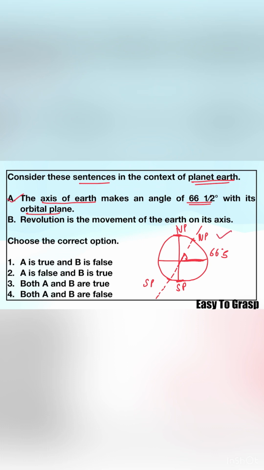The second statement says revolution is the movement of the earth on its axis, which is wrong because it is not a revolution, it is a rotation which the earth makes on its own axis. Revolution is the movement of the earth around the sun, not on its axis. So the second statement becomes incorrect and the first statement is correct. So the correct answer for this question is option number A.